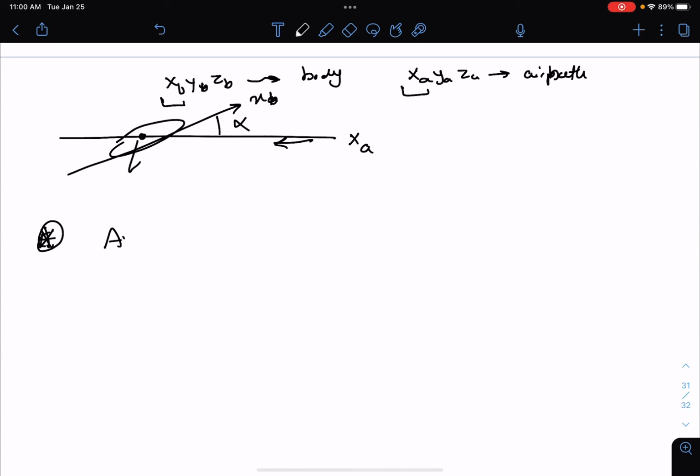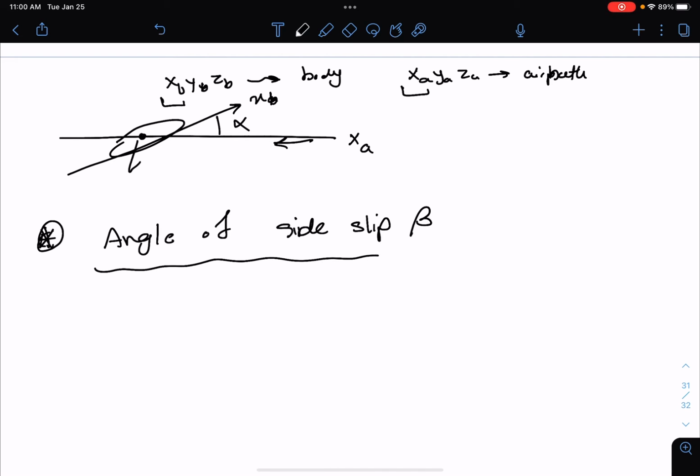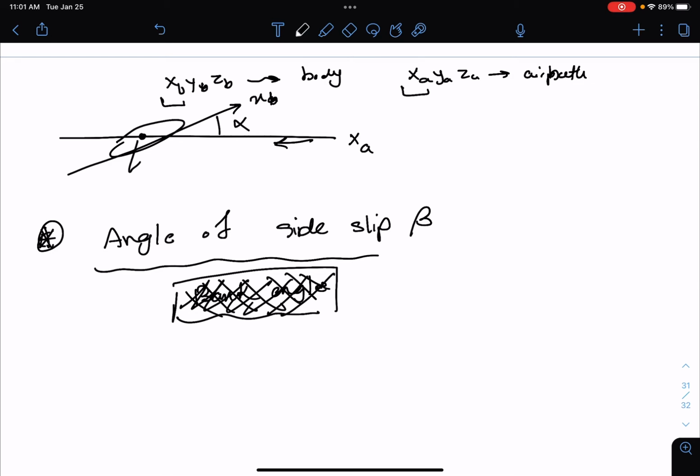The next thing that you haven't seen in aerodynamics, because you were only dealing with two-dimensional flights, is called the angle of side slip. In some books, this is also called the bank angle, which is different from the angle of bank we had before. But we are only going to call it angle of the side slip, beta. Angle of the side slip is the angle between XA and the plane of symmetry of the aircraft.